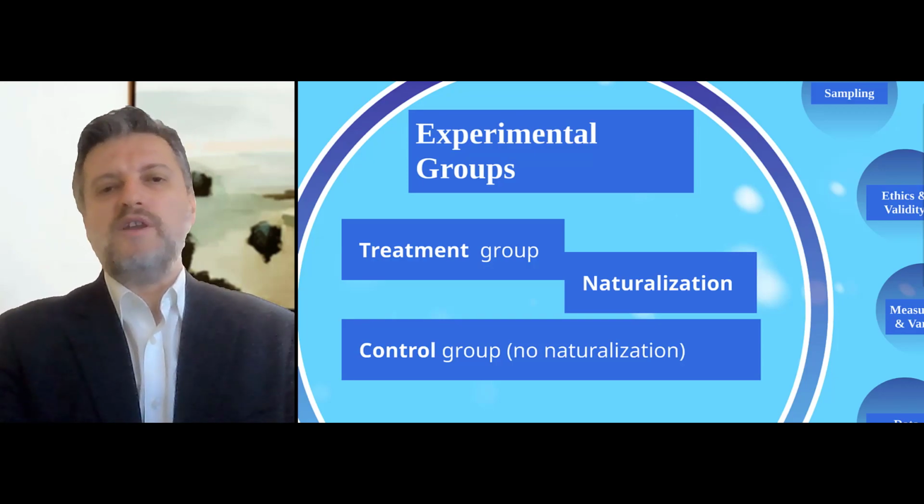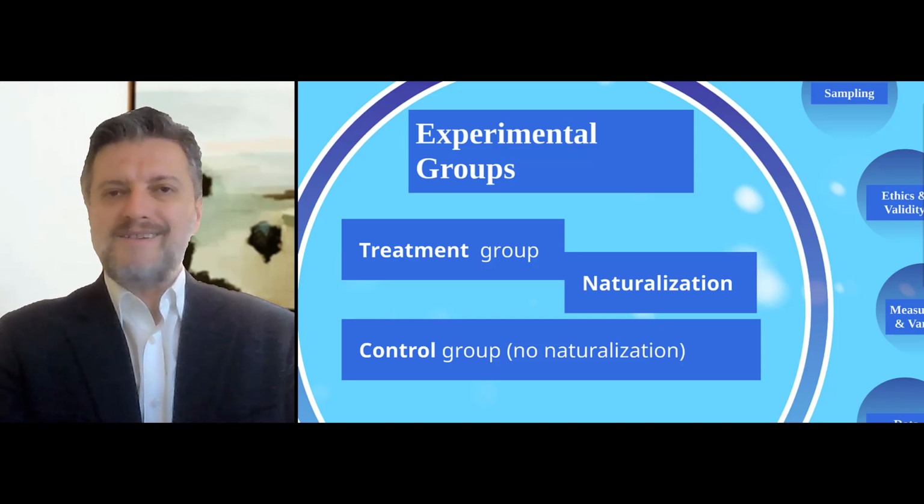Assuming we are going to use an experimental design, we start with two groups. The treatment group, which will be the non-citizens who go through the treatment, in other words, through the naturalization process, and the control group, which is all of those who are non-citizens not yet naturalized. The treatment group and the control group are the cornerstones of an experimental design.